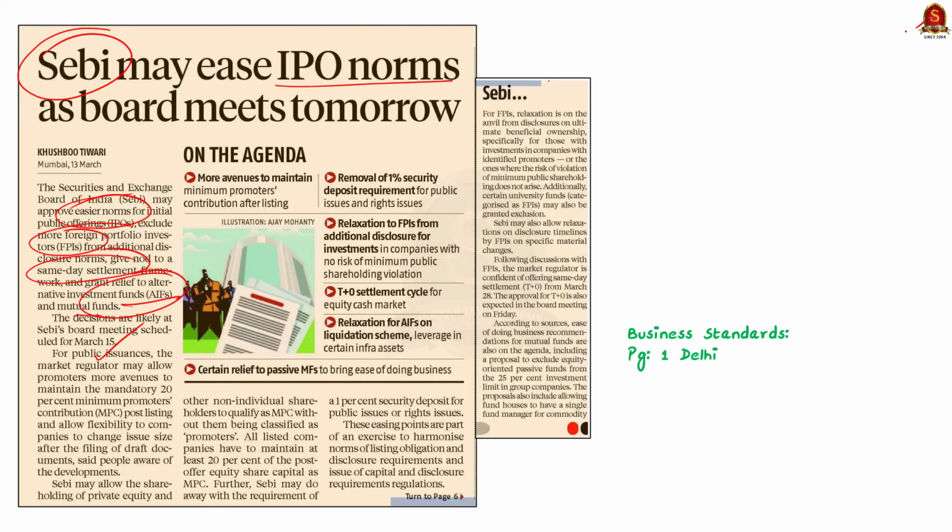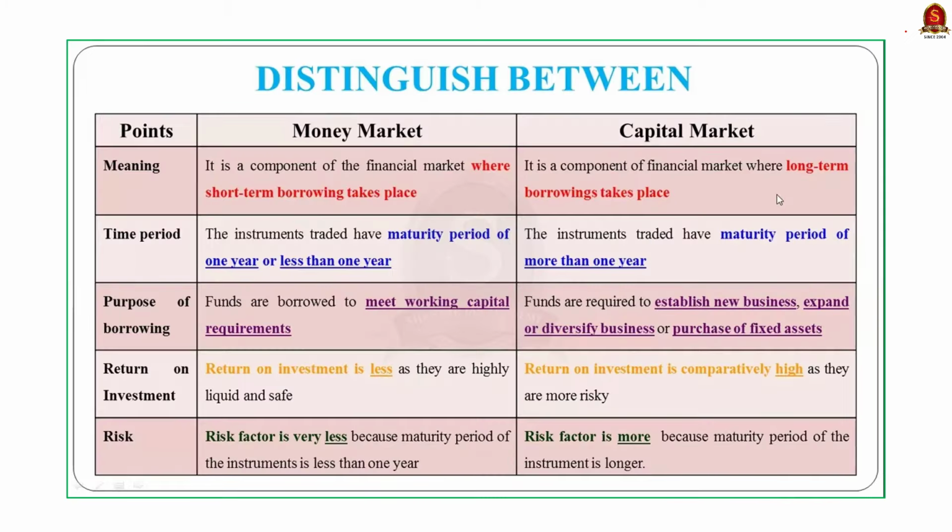With this background, let us understand about IPO, FPO and other related concepts for our prelims examination. Firstly, there are two types of market, money market and capital market. Money market is like a marketplace for borrowing and lending money for a short-term period, that is less than a year. On the other hand, capital market is where long-term securities are traded.